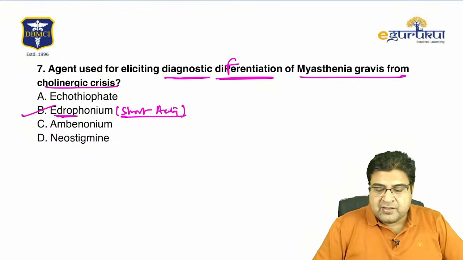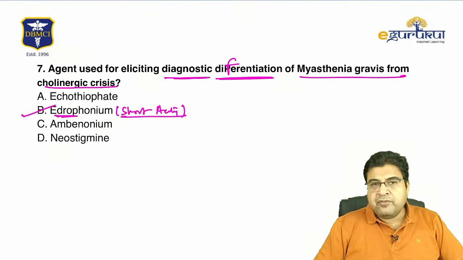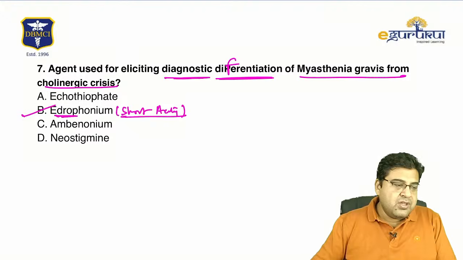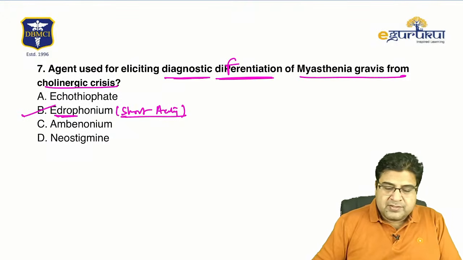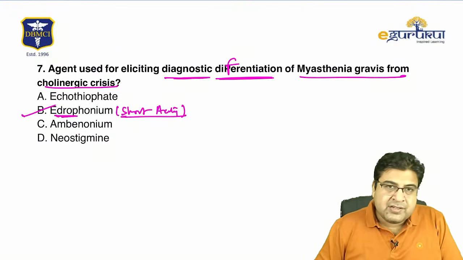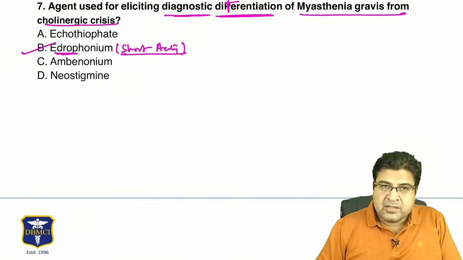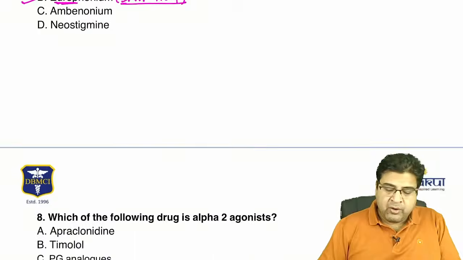So this is a medicine which we can use to differentiate between myasthenia gravis and the cholinergic crisis. So question number 7, again based on cholinergic drug. The 7th question we are doing on the cholinergic drug. Answer is B, edrophonium.